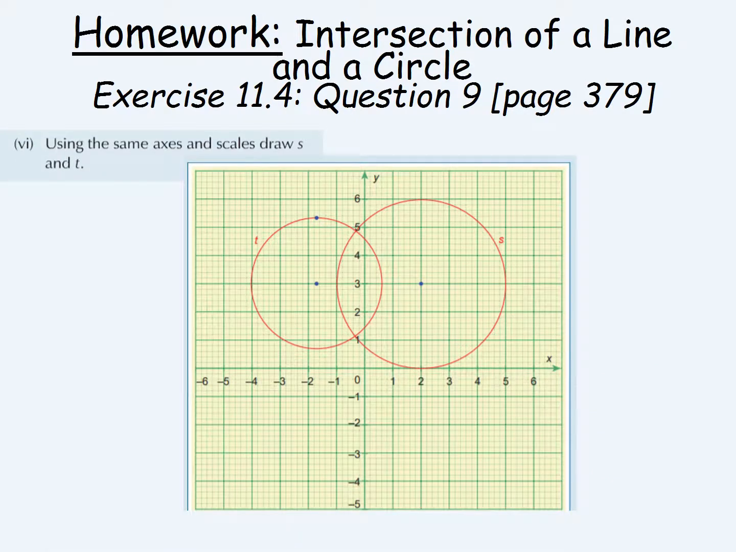The last part then asks us to, using the same axis and scale, draw S and T. So we have S here and we have T here. Hopefully it wasn't too bad. Remember from the previous part, you had your center of T, you had your radius, which is all you need to draw it. S, we had both of those at the very start.